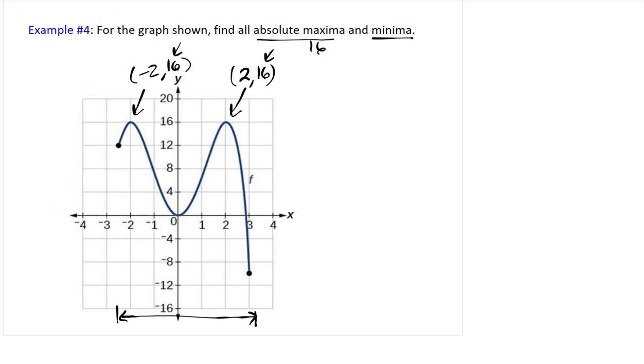For the absolute minimum, we need to consider the smallest y value over its entire domain. So the smallest y value would be halfway in between -8 and -12. So that would be -10. So we can say that the absolute minimum is the function value of -10, and the absolute maximum is the function value of 16.